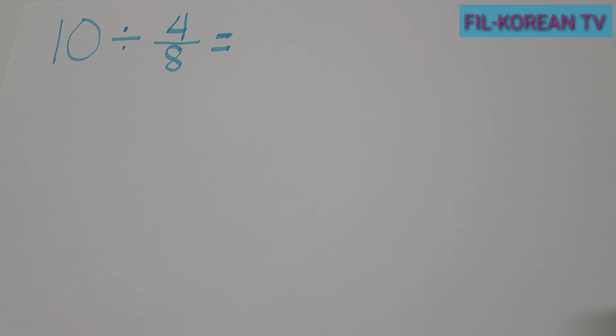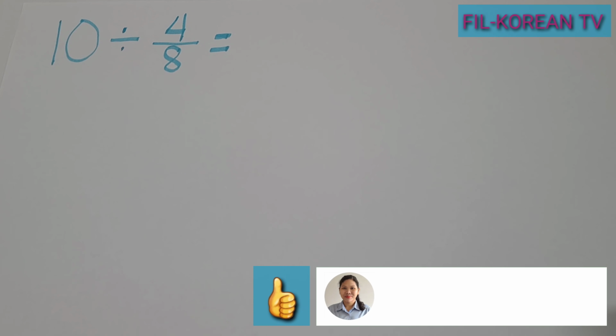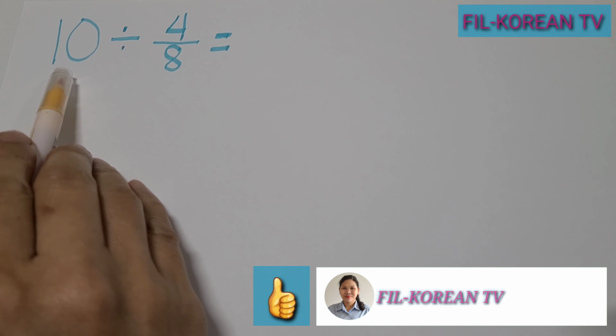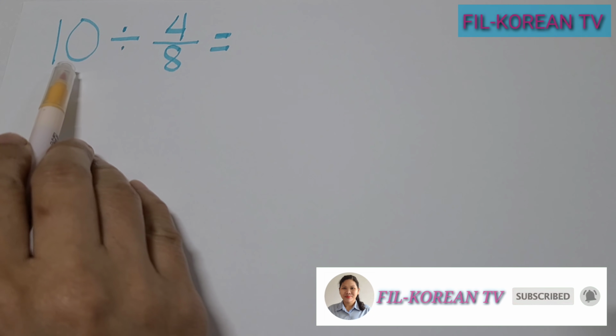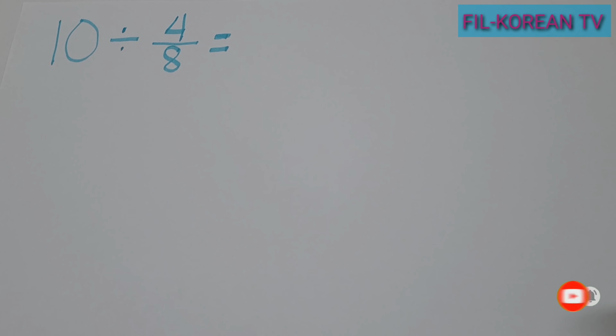Next problem, 10 divided by 4/8. So, ito naman, i-divide natin yung whole number sa fraction. To divide whole number by a fraction, we need to change the whole number into fraction. We will use 1 as a denominator. So, ibig sabihin, itong whole number na 10, gagawin natin itong fraction. Lalagyan natin ito ng denominator na 1.